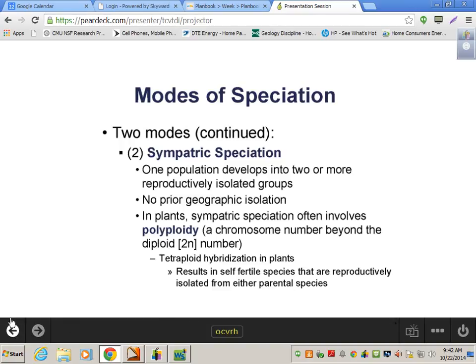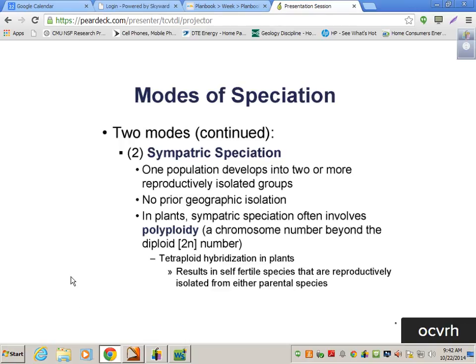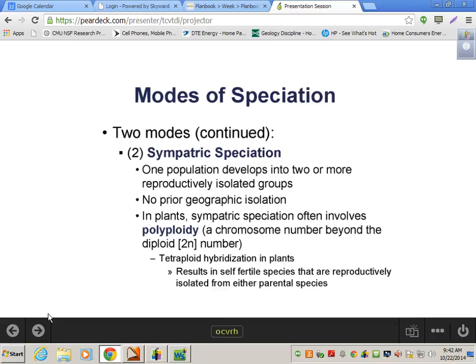Oh, we talked about that. So these results in self-fertile species that are reproductively isolated from either parental species. So we can get drastic populations isolating within the same environment without having a geographical allopatric speciation environment. Okay? So this is sympatric.